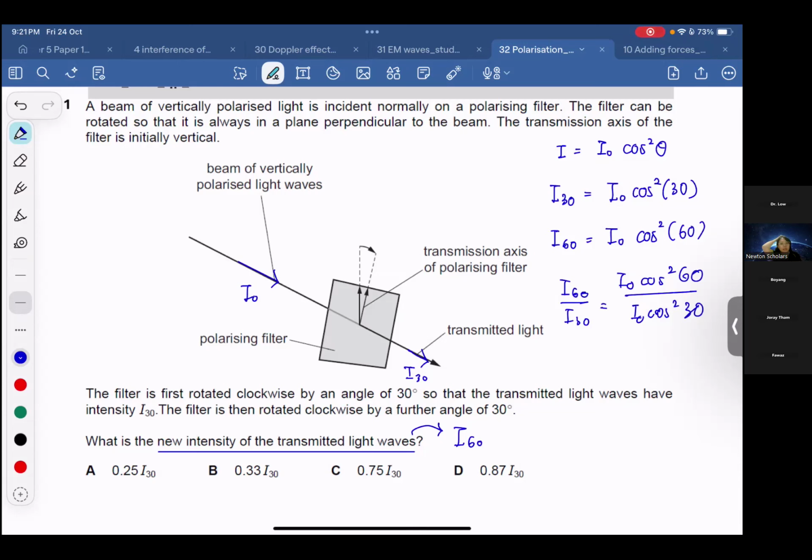Here from starting to ending only one filter. First case is 30 degrees. Second case, I continue another 30 degrees, but compared to initially I am already rotating 60 degrees. So this is my new intensity. So the answer should be B. I60 over I30 should be 0.33. Answer should be B.